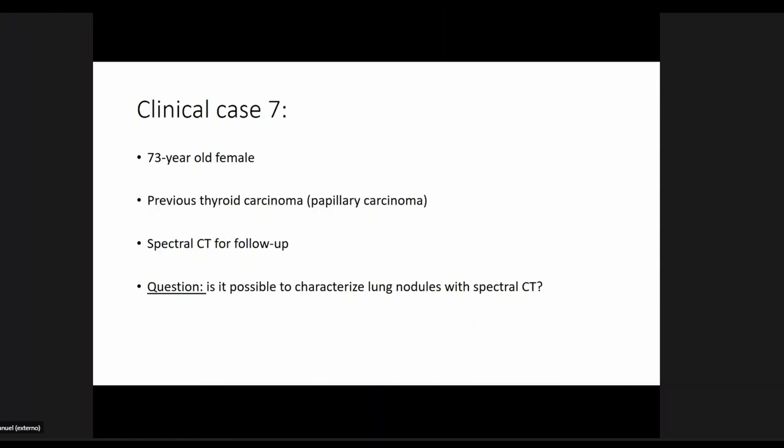Are there any questions about this finding and this clinical case?